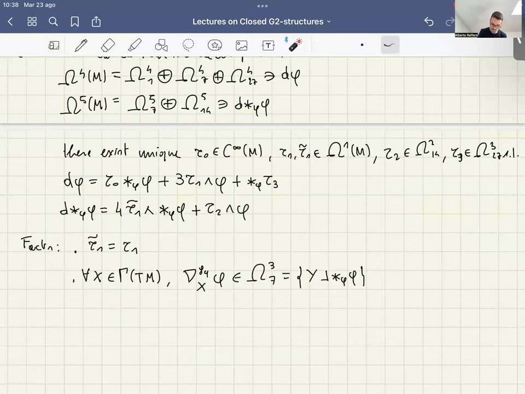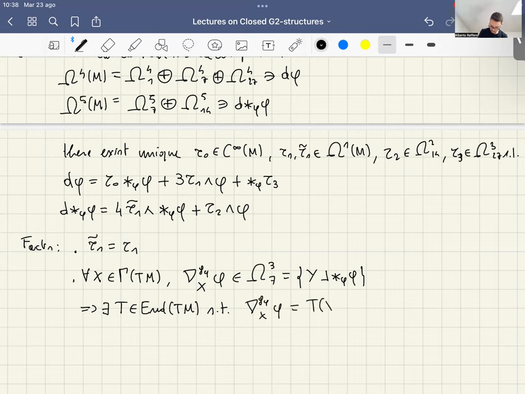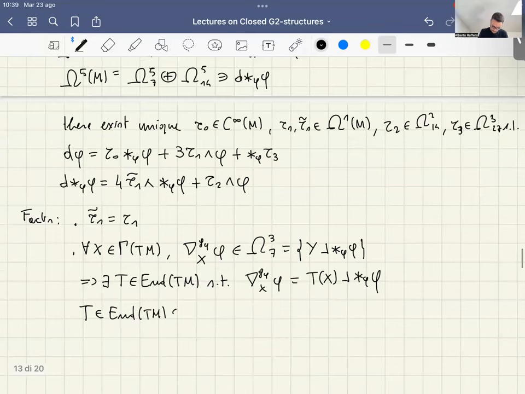So in particular, since this three-form belongs to this space, there exists some endomorphism of the tangent bundle, allowing you to write the covariant derivative of phi in the direction of X as T applied to X contracted with star phi. And now again, if you remember from yesterday, we saw the pointwise decomposition of this bundle, the space of endomorphisms of R7 under the action of G2. And at the manifold level, you can decompose this as the direct sum of the space of two-forms and the space of symmetric two-tensors.